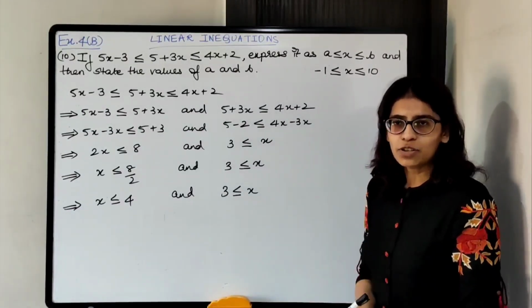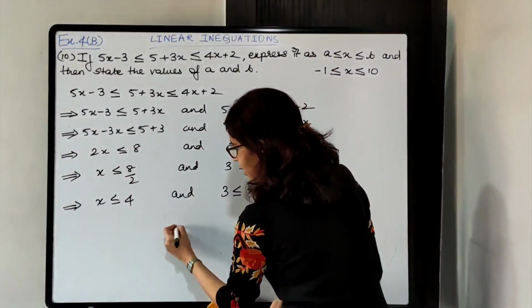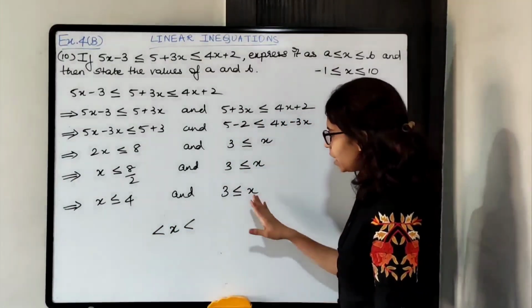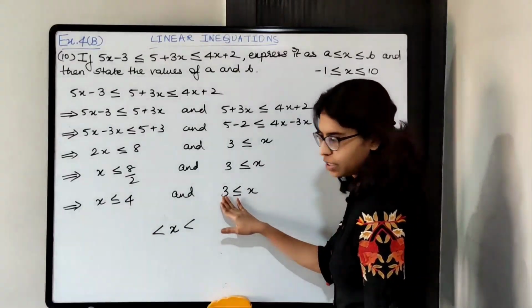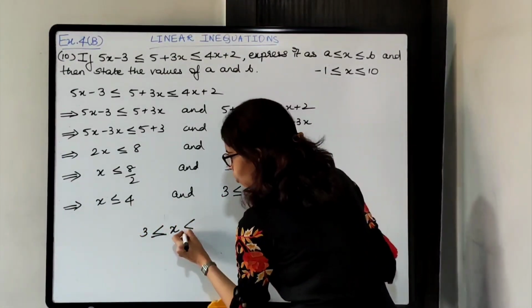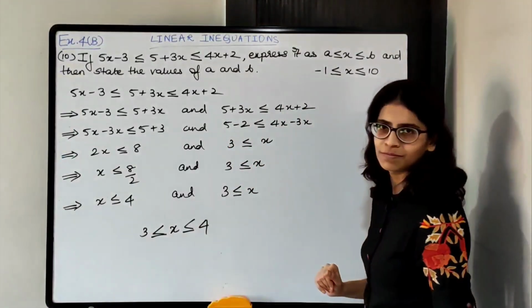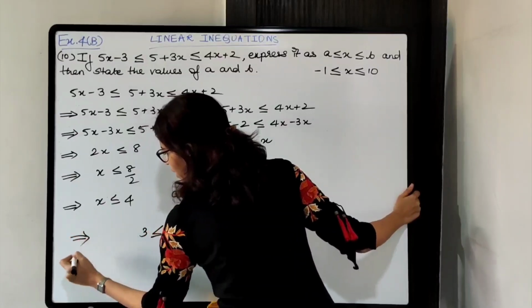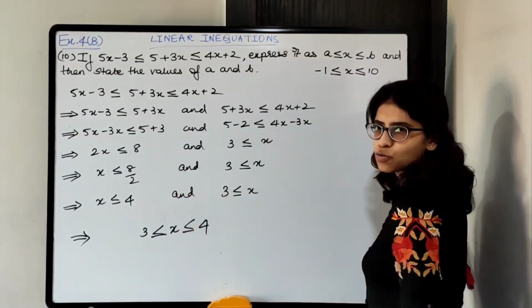Combine this, club this together. x is greater than something and less than something. Let us see what we are getting. x is greater than or equal to 3 and less than or equal to 4. So this is what we are getting, combining these two.